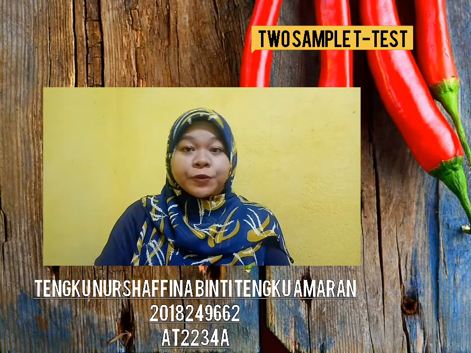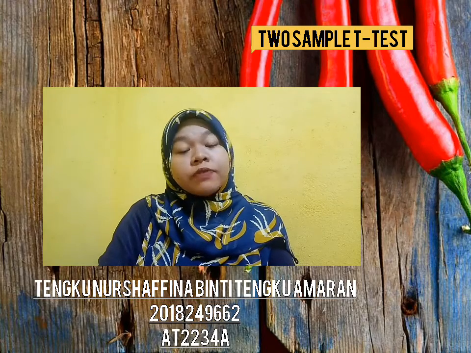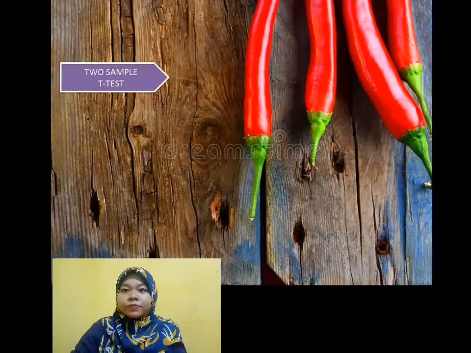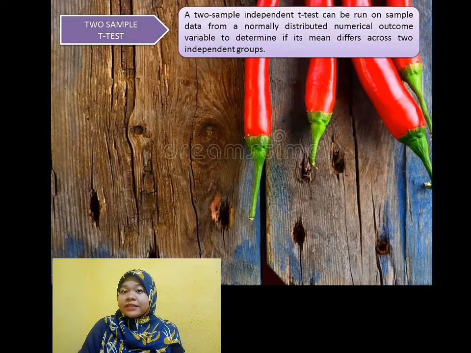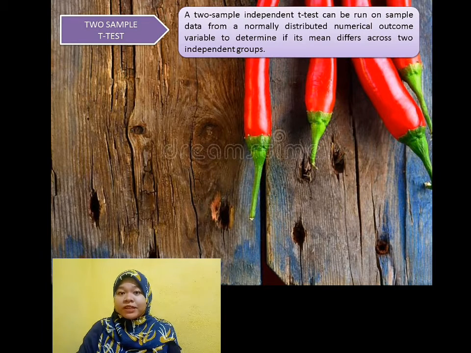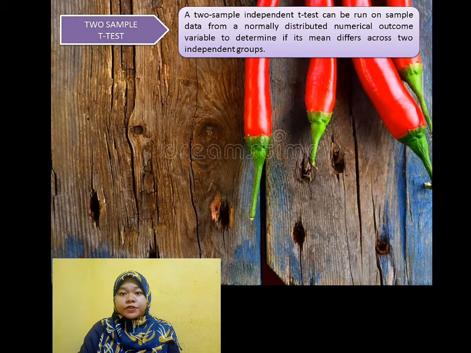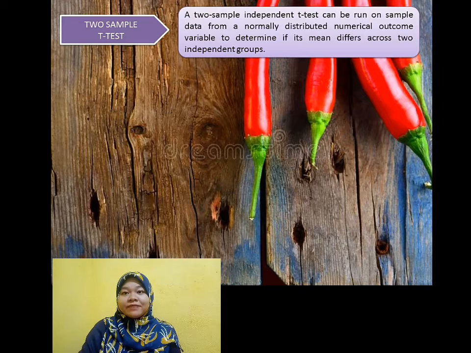I would like to present two sample t-tests for the subject AGR 543 Quantitative Methods of Agribusiness. First of all, a two sample independent t-test can be run on sample data from a normally distributed numerical outcome variable to determine if its means differ across two independent groups. For example, we could see if the mean GPA differs between freshman and senior college students by collecting a sample of each group of students and recording their GPAs.